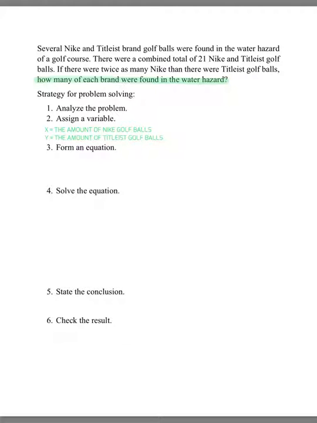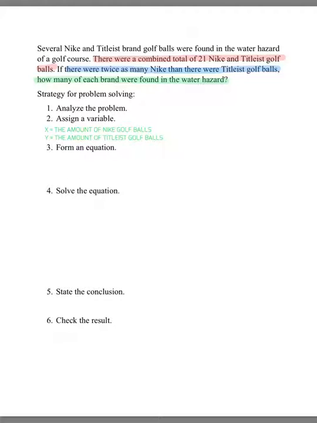So now let us go back to analyzing the word problem. Well, we know there's two types of golf balls, Nike and Titleist, and we know they're found in the water hazard. So that could be a pond or a lake or some type of water reservoir. And now here's where the key thing comes into play. We know that there were a combined total of 21 Nike and Titleist golf balls. And also, we know that there were twice as many Nike than there were Titleist golf balls. So that's going to be our two equations there.